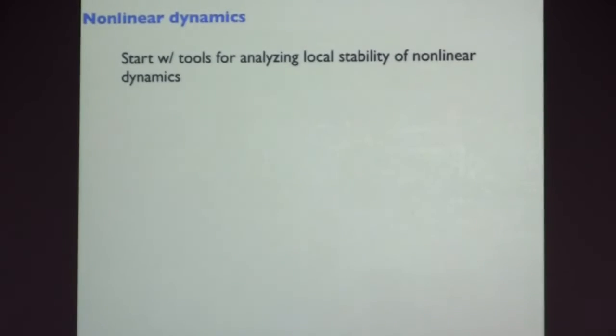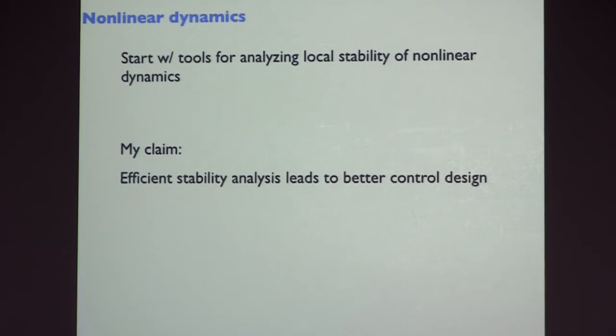How do we address the nonlinear dynamics of the machine? I want to start by talking about tools we're using for analyzing the local stability of nonlinear systems. I want to try to convince you that if we can efficiently analyze the stability of the system, then throughout controls, there have been examples of efficiently analyzing stability leading to better control design. That's certainly true in many places. So I'm going to tell you quickly about a Lyapunov function-based approach.